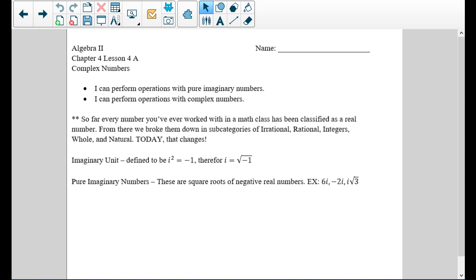Okay, so pure imaginary numbers. So these are square roots of negative real numbers. So, for example, 6i or -2i, i square root of 3. Okay, so just one term, no plus and minuses in there. Those are those pure imaginary numbers.